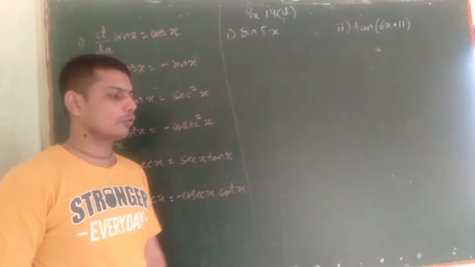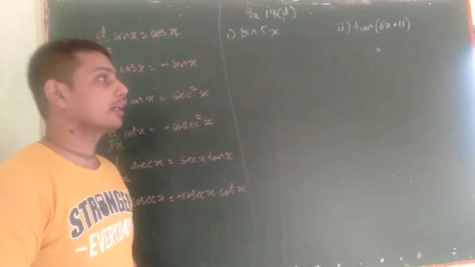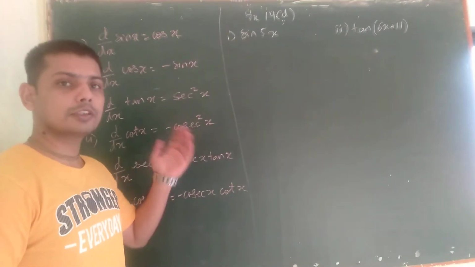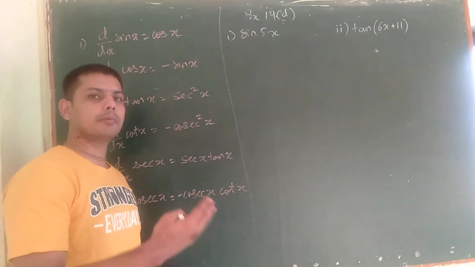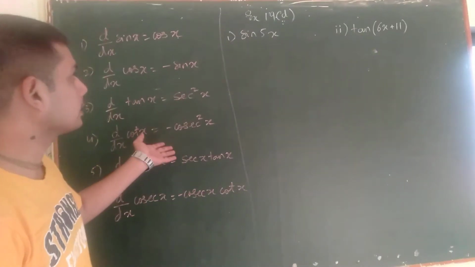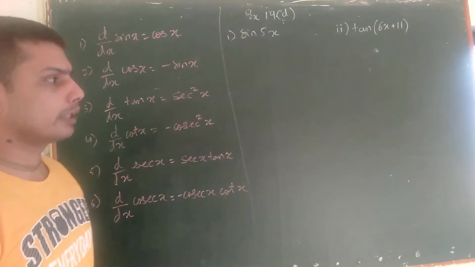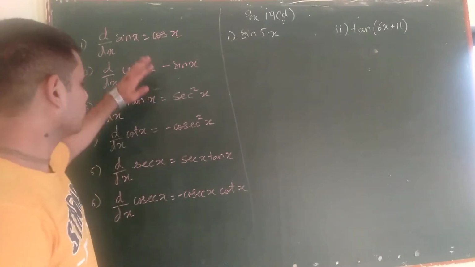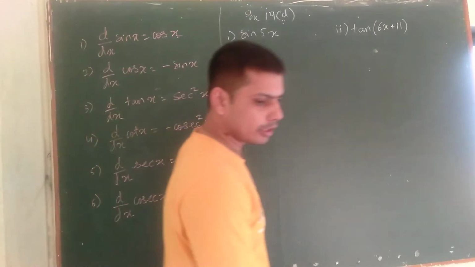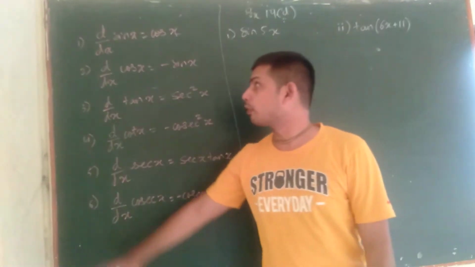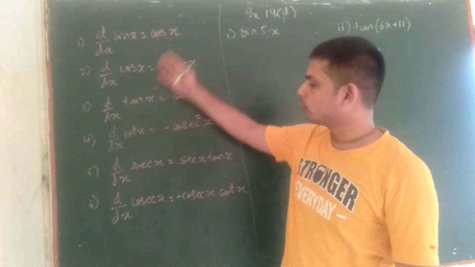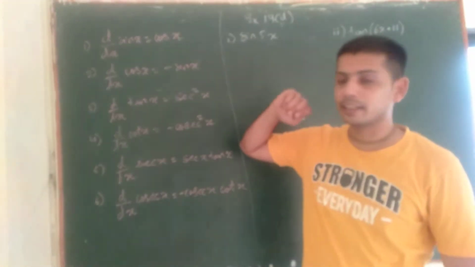Hello students, so we will be seeing the chapter differentiation, and since we have studied the topic previously, we are on the last part of this chapter, which is trigonometric derivatives. Okay, so derivatives of trigonometric functions. These are the formulas that I have already written on the board. These are the formulas that we are going to use for our next exercise, which is 19D.